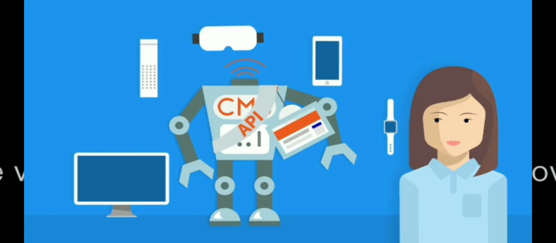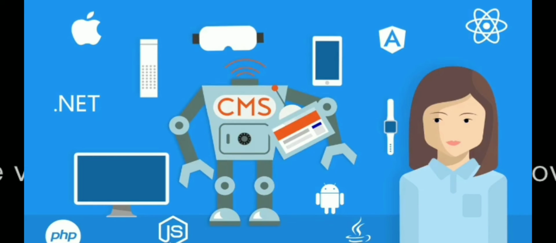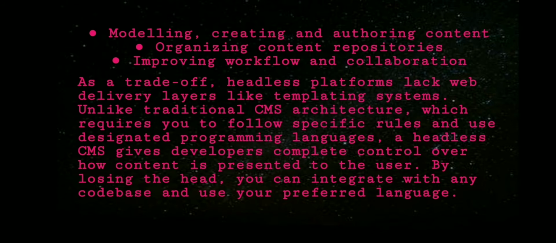The headless approach allows developers to provide content as a service, abbreviated as CaaS, which simply means that content storage and delivery are handled by separate software. A headless CMS can make the following tasks less of a headache: modeling, creating and authoring content, organizing content repositories, improving workflow and collaboration. As a trade-off, headless platforms lack delivery layers like templating systems, unlike traditional CMS architecture, which requires you to follow specific rules and uses designated programming languages.